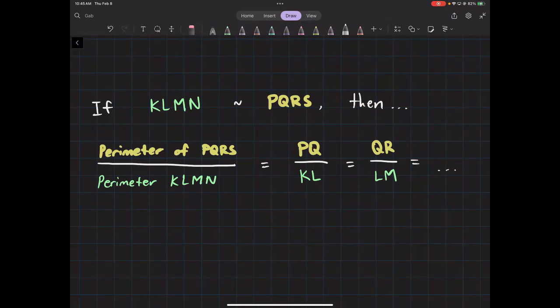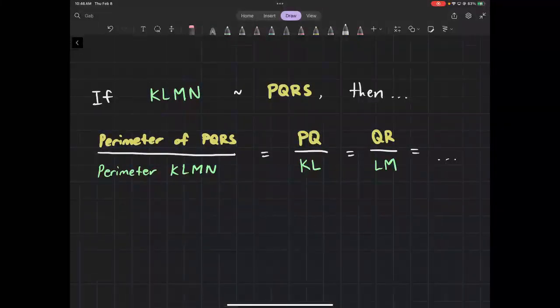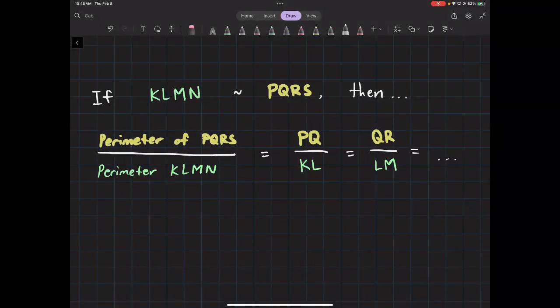You guys remember how to find perimeter? How do we find perimeter of a shape? Add up all the sides. Area is multiply. Perimeter is adding. And then you're gonna see area later.